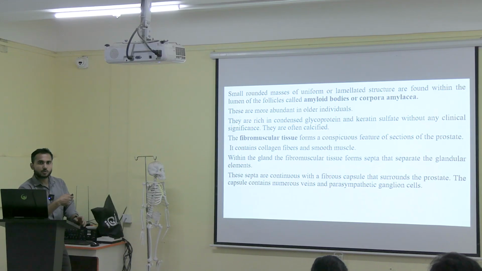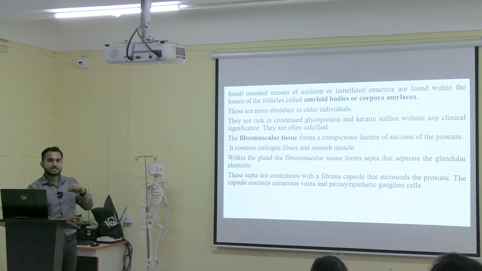As I said, corpora amylacea, or you can say amyloid bodies, which are present inside the follicles of the prostate gland, are present mainly in old individuals. Why they are present is still unknown, but they are present.